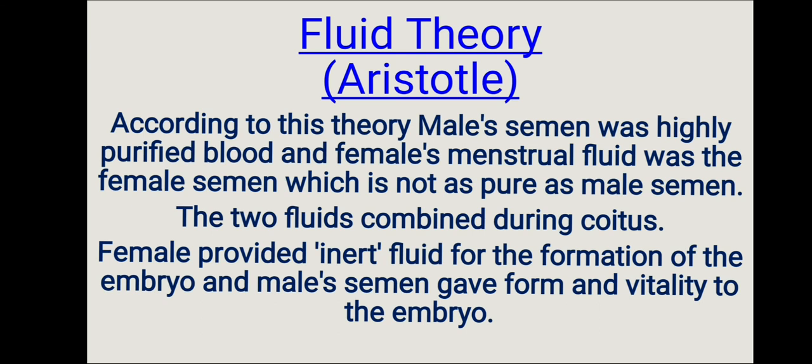and the female provided the inert fluid for the formation of the embryo, while the male semen gave form, that is the shape, as well as the vitality to the embryo. So in simple terms, according to the fluid theory, the male semen was highly purified blood, the female's menstrual fluid was the impure female semen, and the two fluids combined during intercourse.